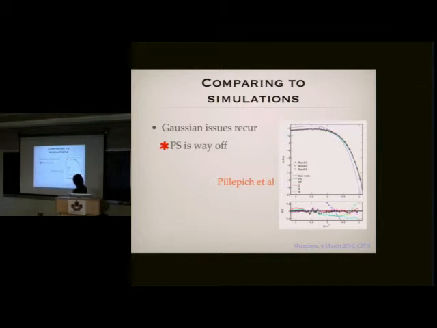And the blue line is Press-Schechter. So it's too big here and too small here. And all those issues are going to recur.